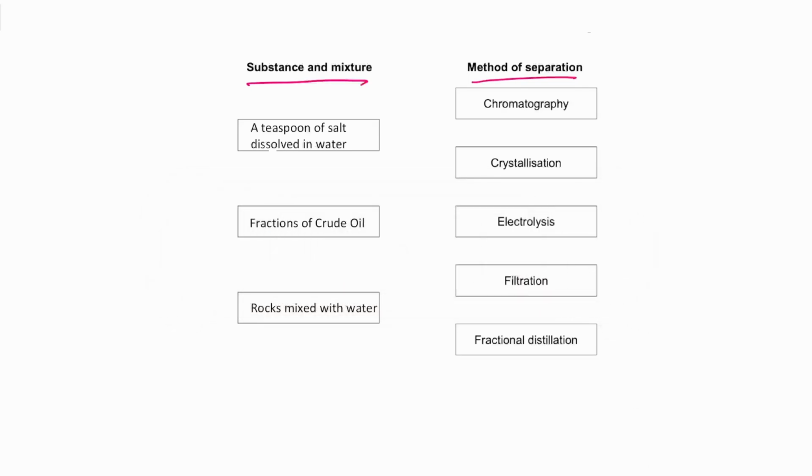Now, salt dissolved in water, would you use chromatography for that? No, generally chromatography is used to separate different colors. That's the clue in there. The idea is that when you have maybe ink or something like that, you can spread it out into the different colors of ink. So it's not suitable for a teaspoon of salt dissolved in water.